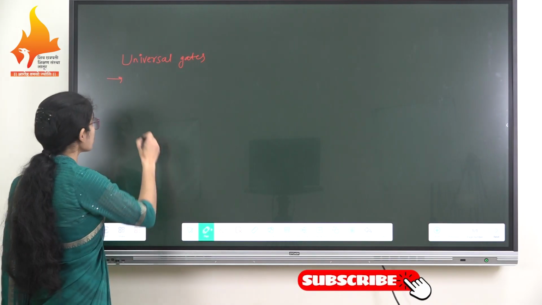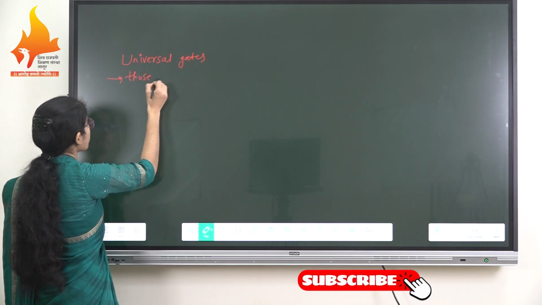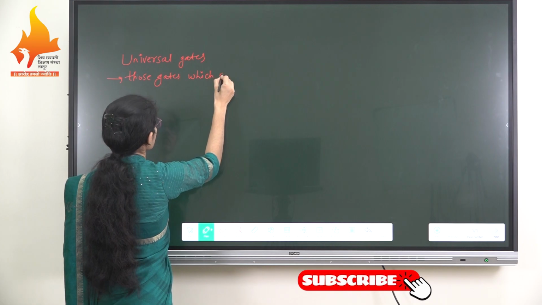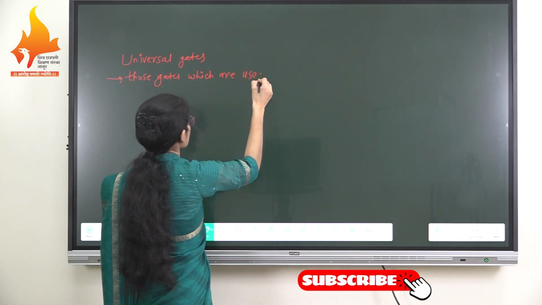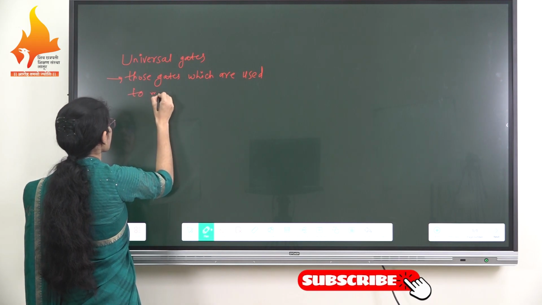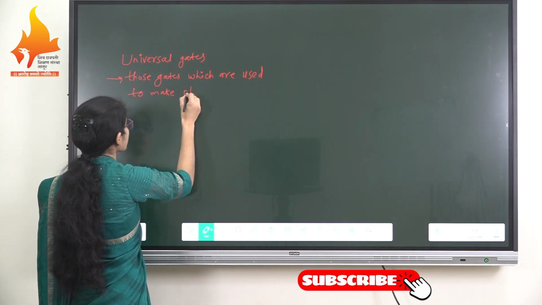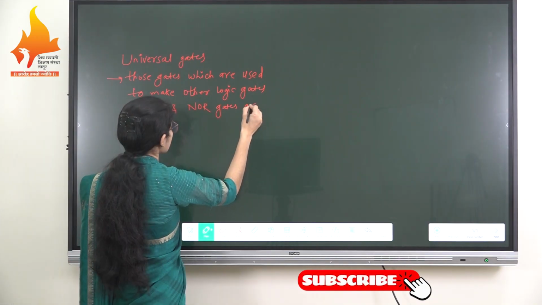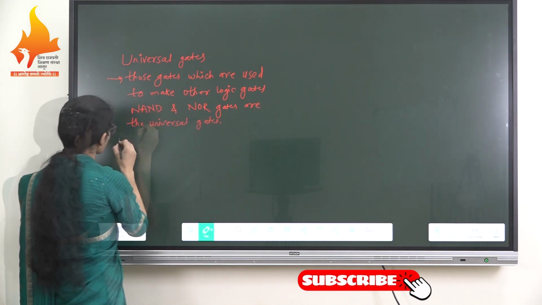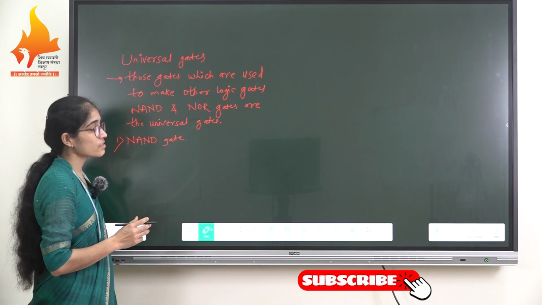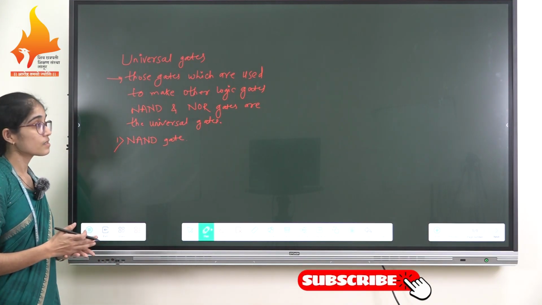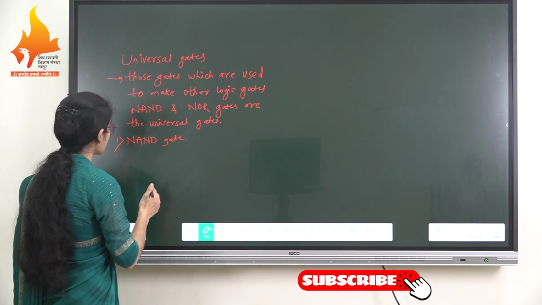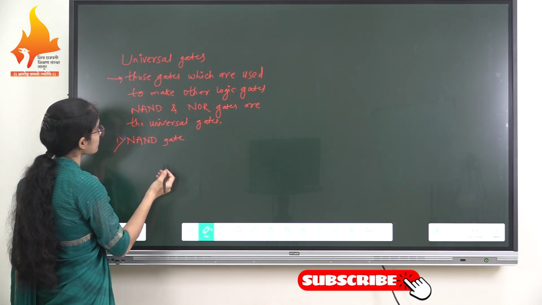Universal gates are those gates which are used to make other logic gates. Now NAND and NOR gates are the universal gates. Universal gates are used to derive other gates such as AND or NOT, which are basic gates, or XOR and XNOR, which are derived gates. First we will see the NAND gate and then we will see the NOR gate.